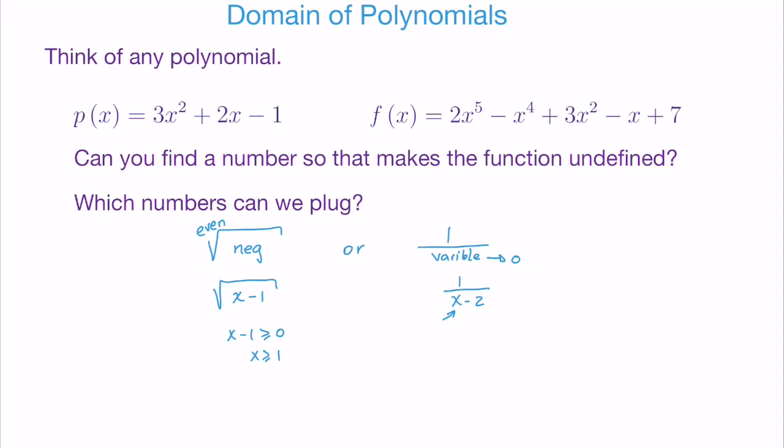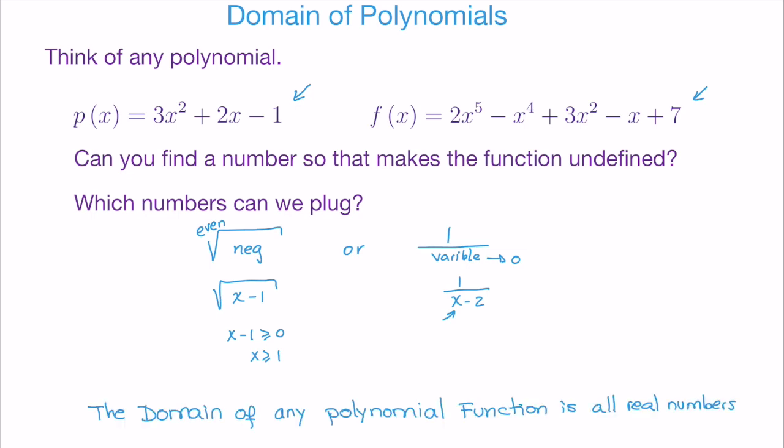Is there any number we cannot plug in p of x because it would make it undefined? Well, no, we don't have even square roots, nor do we have a denominator, so we're fine. Same thing for f of x. So think of it: polynomials don't have any problem. We can plug any number there because you can always raise any number to any power, multiply, add, and subtract, and that will not lead us to trouble. So the domain of any polynomial function is all real numbers.